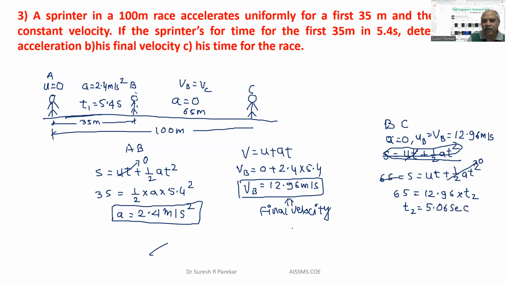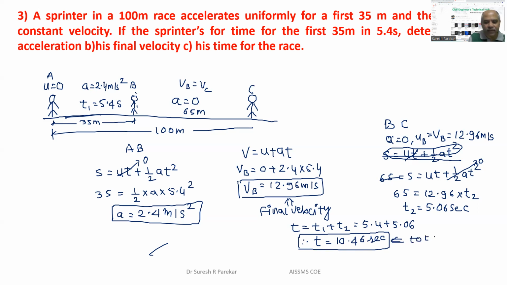And the total time of travel, we have T is equal to T1 plus T2. T1 is 5.4 and T2 is 5.06. And we have T equal to 10.46 seconds. So this is the total time of travel. Likewise, we have to solve the problems.